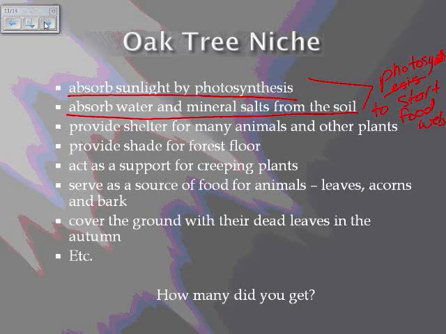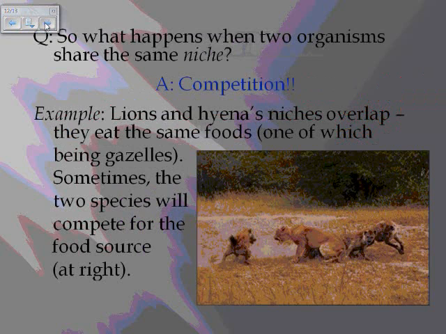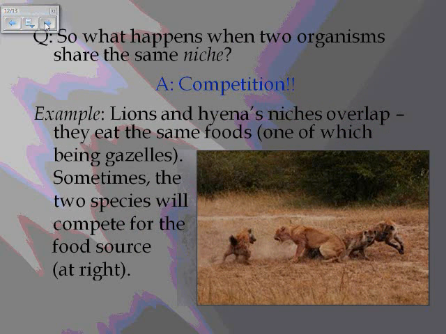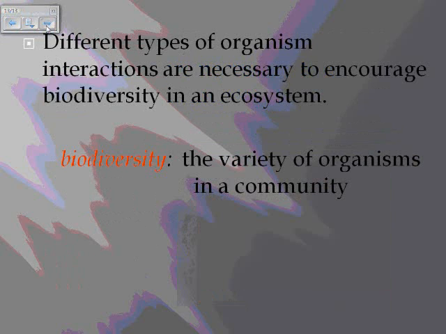Organisms are provided shelter by an oak tree, shade from the oak tree. Other creeping plants may climb up the oak tree as they grow. It's a source of food for some organisms. It provides ground coverage in the fall and winter for some organisms to be able to survive through those colder months. And there are many more. So understanding that there are a lot of different roles that different organisms play in the environment. It's not just immediately what you think of, but there are a lot of different things that depend on that organism fulfilling its niche. So the idea, like I said, when two organisms have the same niche, they're going to compete.